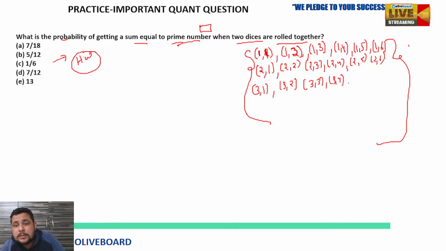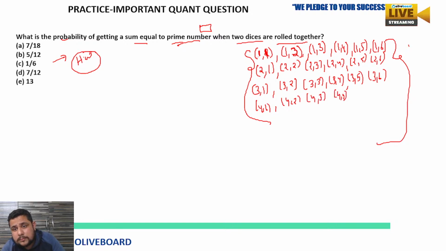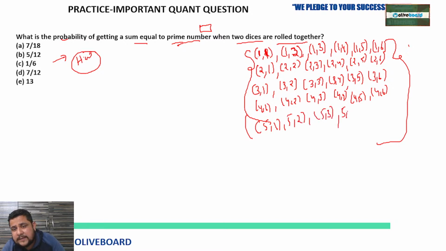Okay, 3 5, 3 6 is there. Now 4 1 combination can be there, 4 2, 4 3, 4 4, 4 5, 4 6, right? Now similarly, what you can see, 5 1, 5 2, 5 3, 5 4, 5 5, and 5 6. So these are the combinations that we are assuming here.